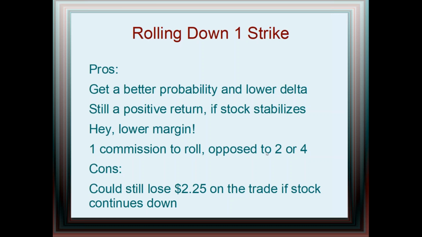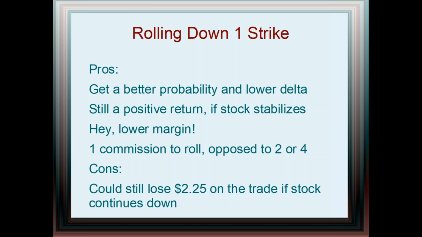What are the cons? Well, I could still lose $2.25, as Chang mentioned, if the stock continues down. Again, this one is used if some outside influence other than the strength of the stock itself brought the stock down while you're in the trade. Roll it down one strike, give a little bit more cushion if you still have a positive return. Yes, you could still lose if the stock continues down. You could still evaluate other management at that time.